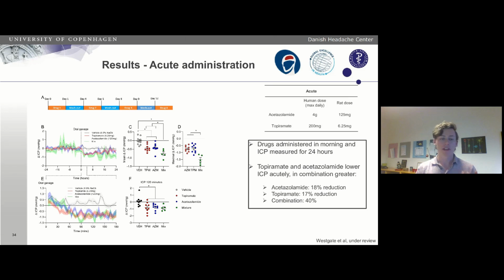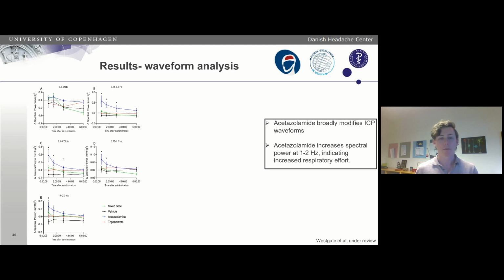And the ICP reduction here is relatively quick. From administration, which is again oral administration, to maximum ICP reduction is around 90 minutes. So quite a quick reduction. But this does confirm that these drugs do indeed reduce intracranial pressure. But of course, giving these drugs acutely is not how most patients will get them.